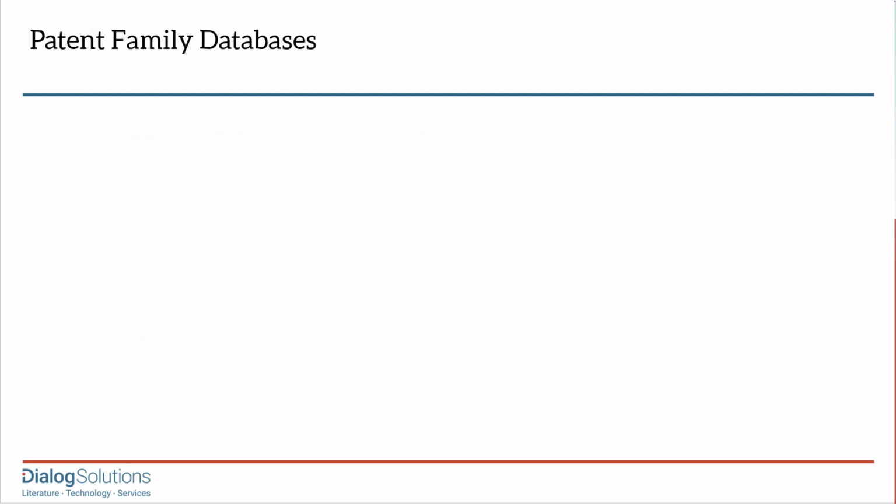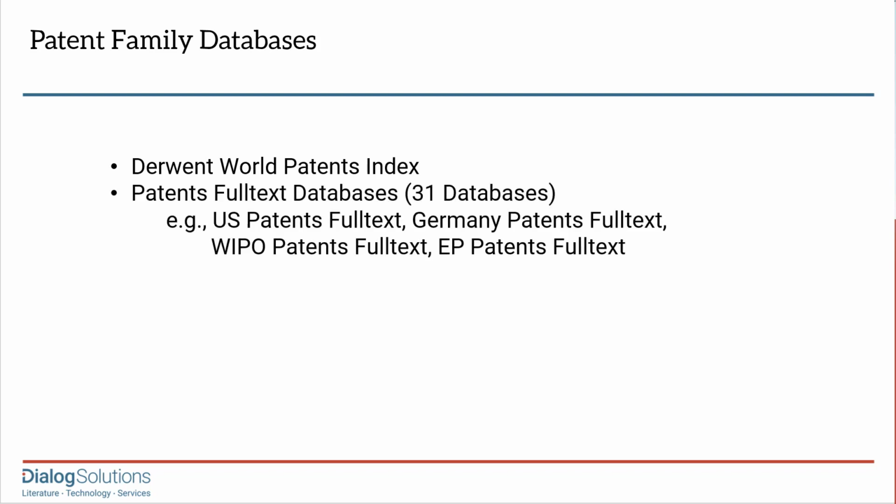In Dialog, the three main sources of patent family information are Derwent World Patents Index, the Fulltext patent databases, Dialog has 31 of them for different countries and patenting authorities, and Inpadoc. These aren't listed in any special order of what's better for patent family information because that will depend on what kind of information you're looking for. But I'll start with Derwent because in cases where the patent families are different across the databases, the Derwent family is likely to be the smallest and most specific, while Inpadoc will be the broadest, with the full text databases somewhere in between. And we'll see why.